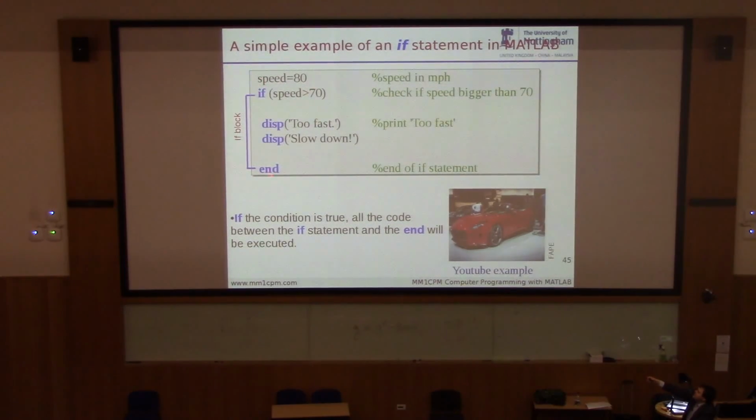And here is an if block. So if statements start with an if and end with an end. Okay? So if this statement is true, then all this code between the if and the end will be executed. If this statement is not true, then all this code will not be executed. So, speed equals 80. If speed is bigger than 70, display too fast, slow down. So this code will only be executed if speed is bigger than 70. So now let's have a play with that in MATLAB.